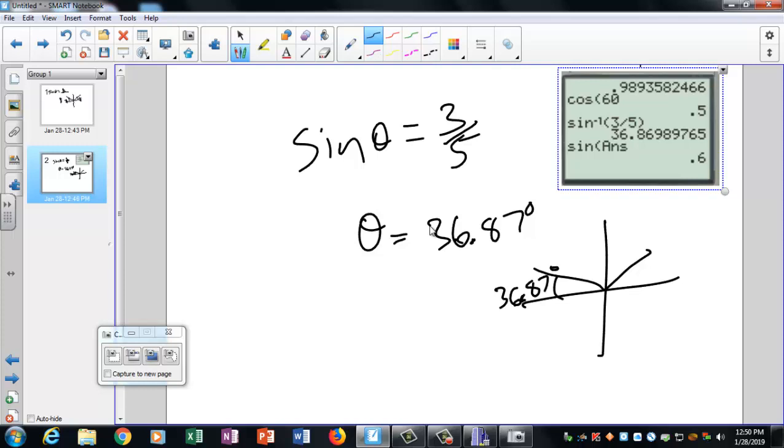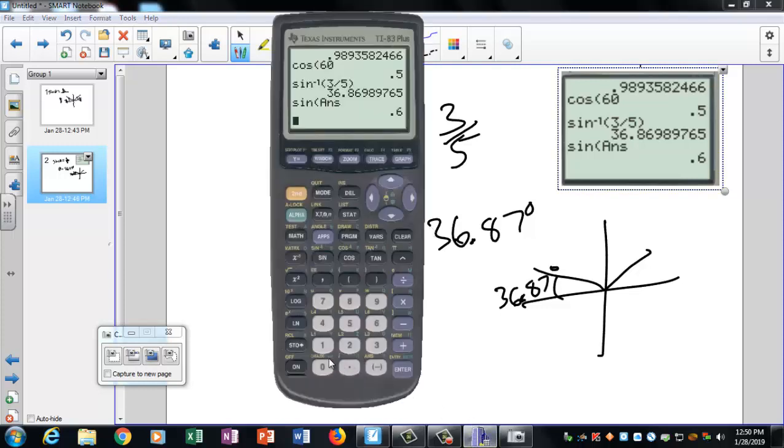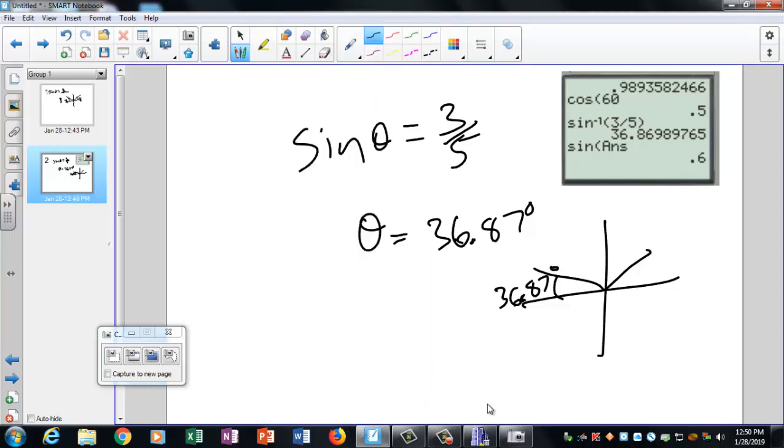Okay. That angle is 36.87 degrees. How do I find out what it is from 0 to 360? Subtract it from 180. So you would do 180 minus that 36.87, which is 143.13. Does that make sense? That is if the number I give you is not on the chart.